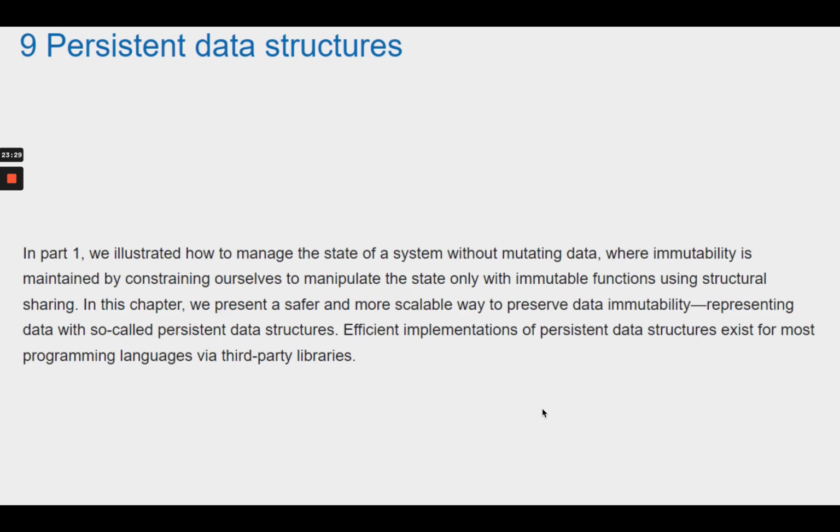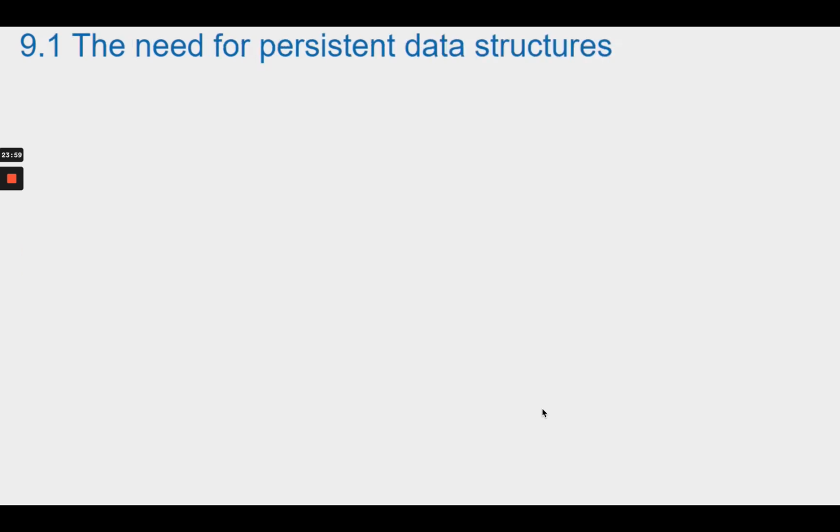In Part 1, we illustrated how to manage the state of a system without mutating data, where immutability is maintained by constraining ourselves to manipulate the state only with immutable functions using structural sharing. In this chapter, we present a safer and more scalable way to preserve data immutability, representing data with so-called persistent data structures. Efficient implementations of persistent data structures exist for most programming languages via third-party libraries.